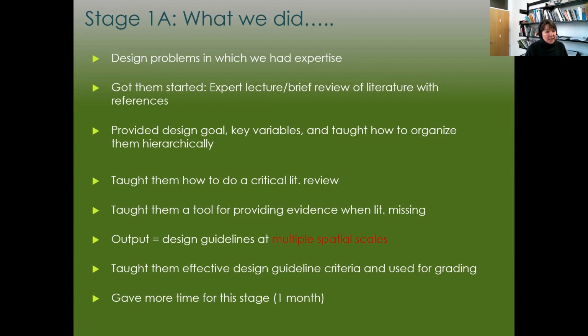We provided them with a specific goal. We talked to them about key variables that would determine the goal, and we taught them how to organize the variables hierarchically. So we started using little memo pads and stuck them on the wall to say how things were linked together, which was important for them to understand how the thing worked. We taught them how to do a critical lit review. We taught them a tool for providing evidence when it was missing.